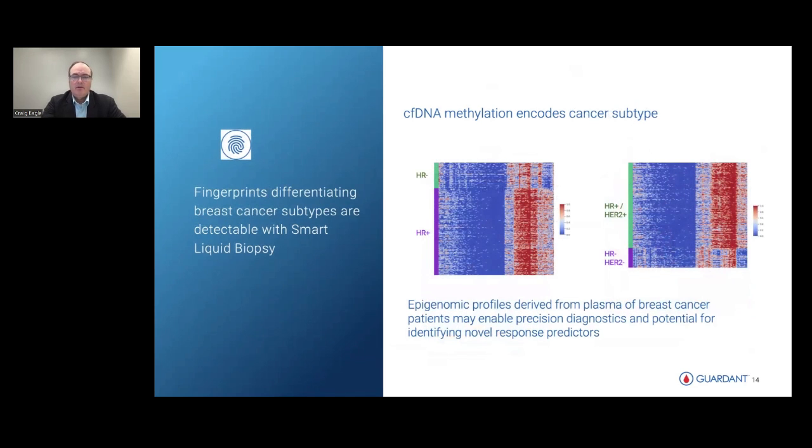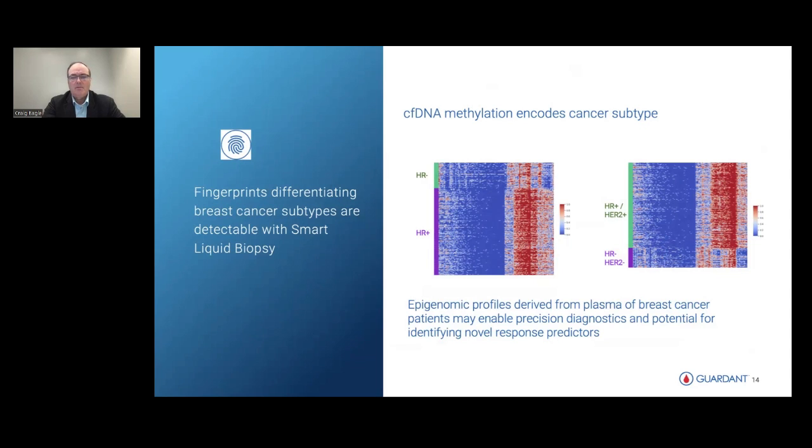Another example of how methylation can encode cancer subtypes. Here is an example with breast cancer, and you can see here in the middle on the tissue side, you can see hormone receptor negative and hormone receptor positive. That's the HR negative, HR positive. And when you start to look at the blood on the right, you can again see that you can start to distinguish between different cancer subtypes, whether it be hormone receptor positive, HER2 positive, or hormone receptor negative, HER2 negative.